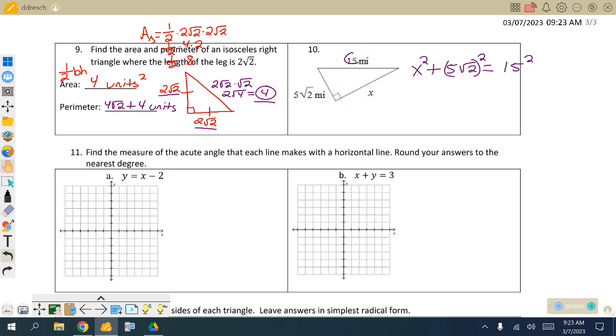All right. 5 root 2 squared correctly gives you what? It should be 50. Incorrectly is going to give you 10. So you want to keep doing that and missing those 2 points? That's up to you. And then 15 squared, you should know, is what? 225, I believe. Okay. So subtract 50. If you're going to subtract 10, that's fine, but you should be subtracting 50. What's that give you? 175. And then we can square root it.